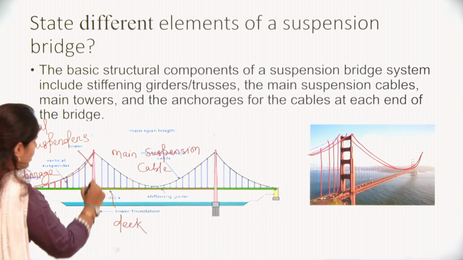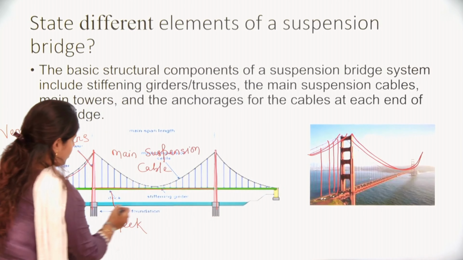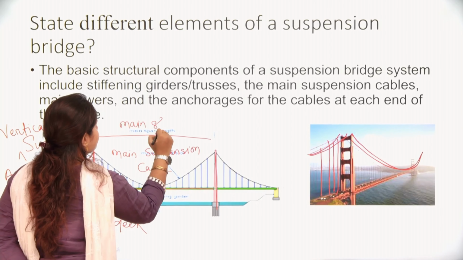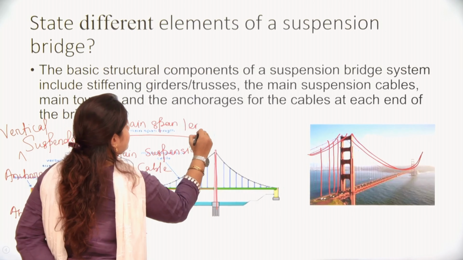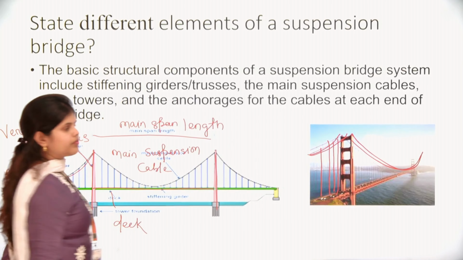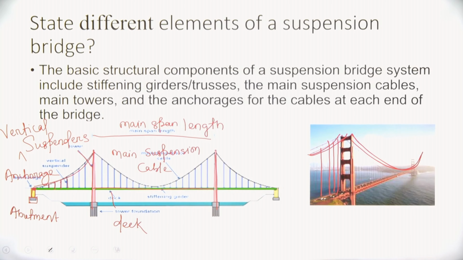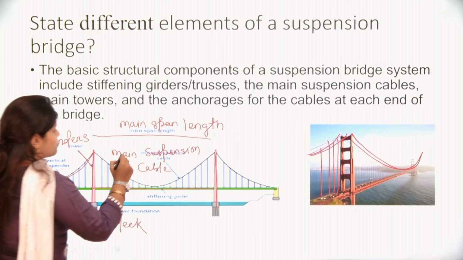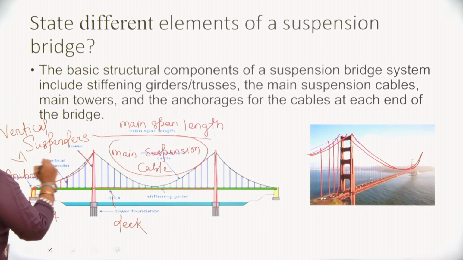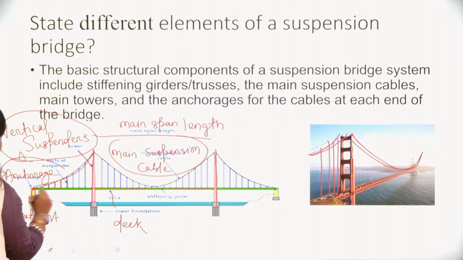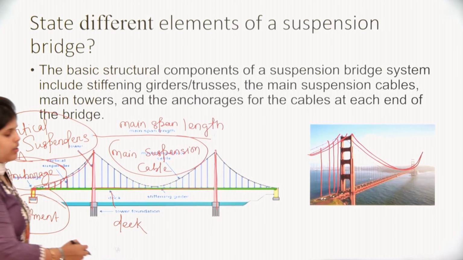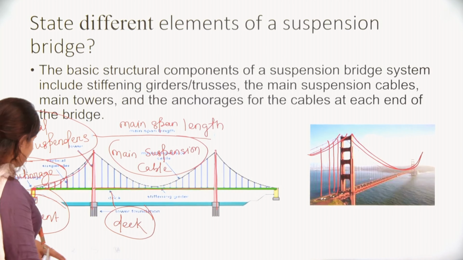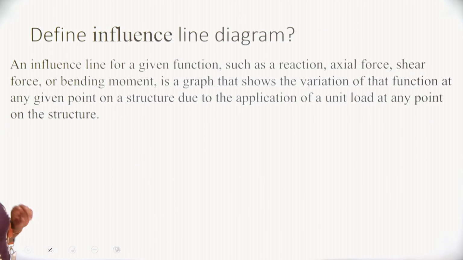And from one tower to another tower, the distance is the main span length. The basic structural components are the main suspension cable, vertical suspenders, anchorage, abutment, and deck. You can draw this diagram for getting more marks.